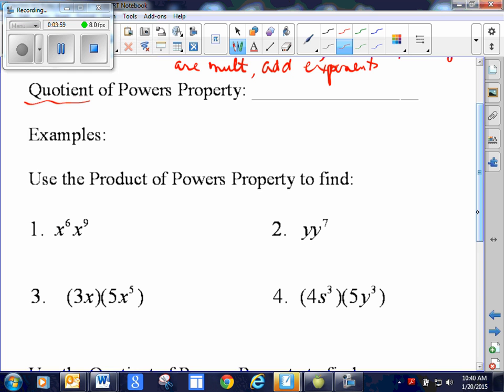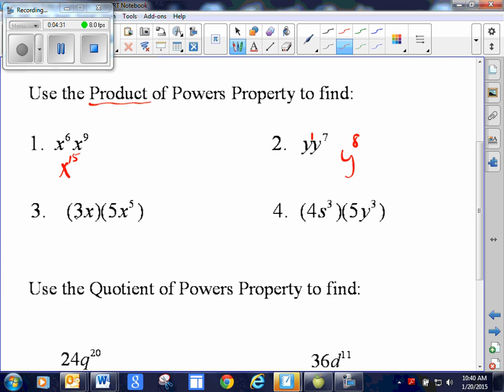So some examples of the product of powers property that we just talked about. Your bases are the same. You're multiplying x to the 6th times x to the 9th. Your bases are both x. Write it down. Add your exponents. X to the 15th is your answer. Could that be any easier? This is y to the 1st, the ghostly 1, times y to the 7th. We're multiplying, the bases are both y, add the exponents, and y to the 8th is your answer.